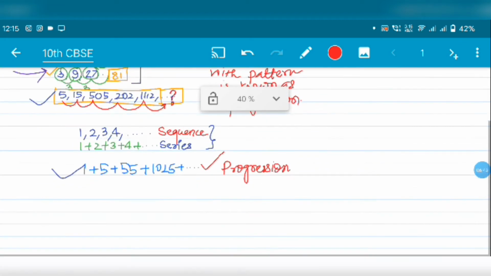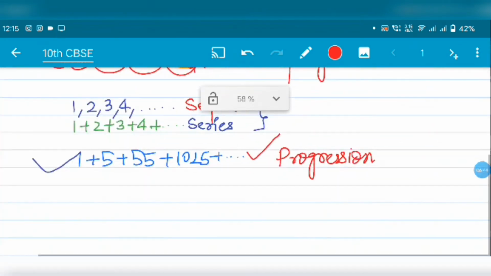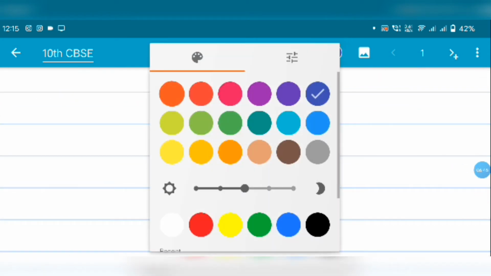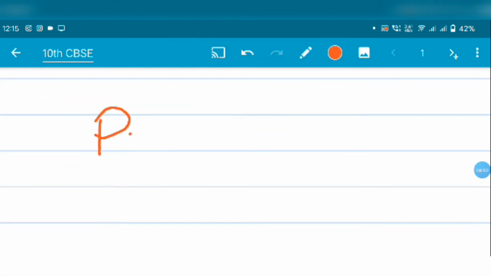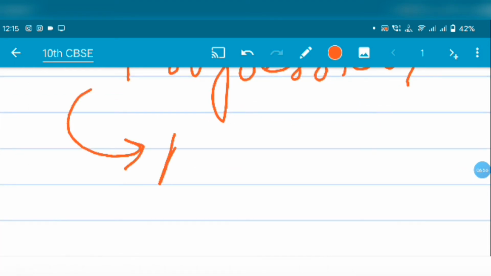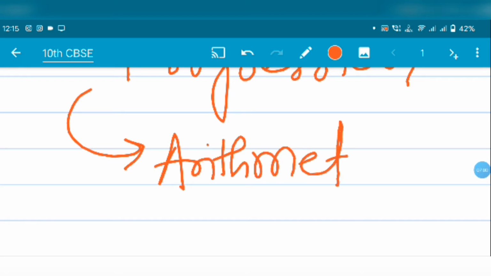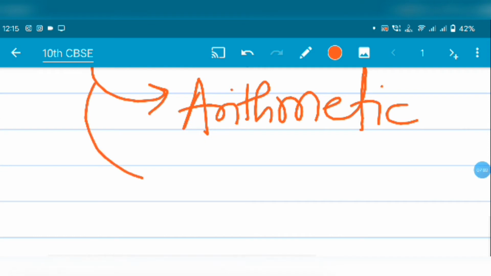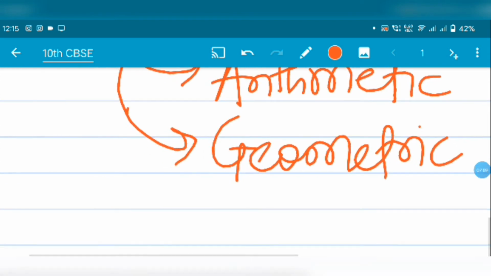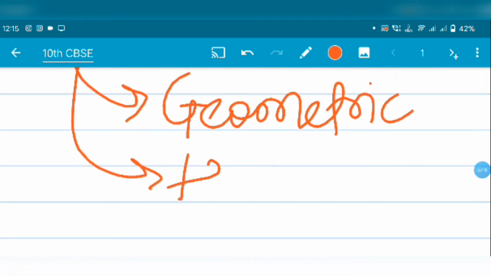Now progression is clear. So we have progressions of three types. When we talk about progressions, progression is of three types. The very first one is known as arithmetic. The second one is known as geometric. And the third one is known as harmonic.